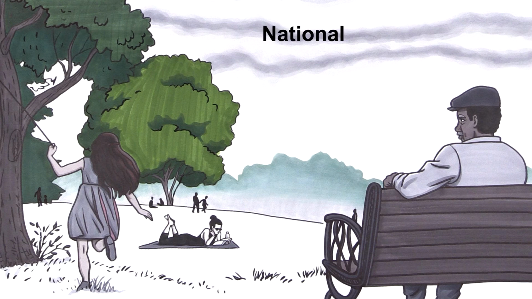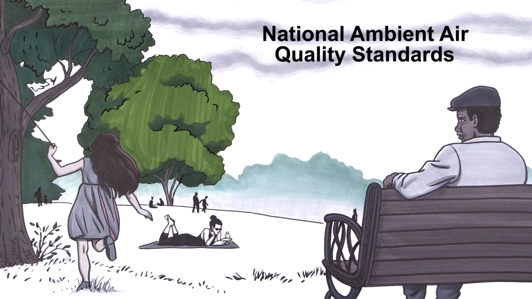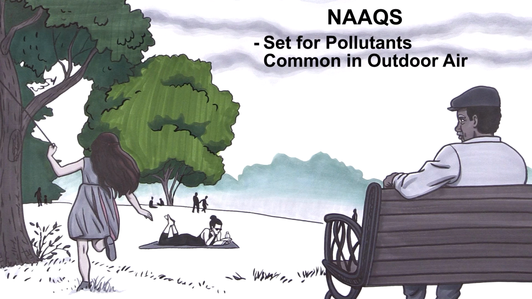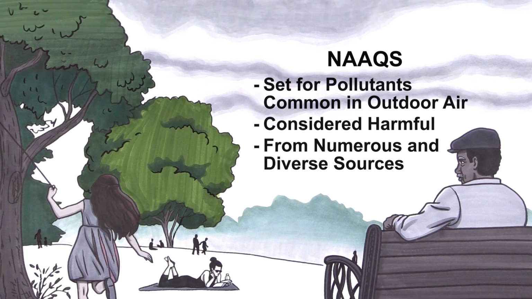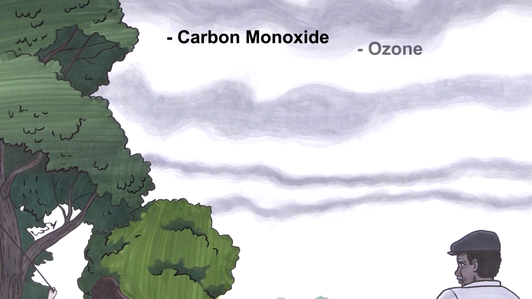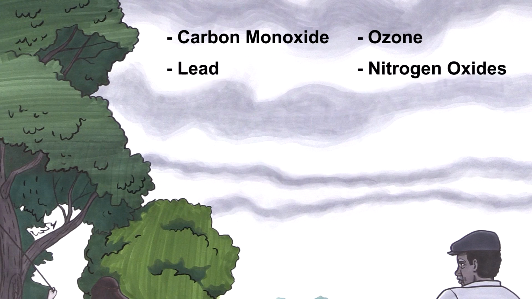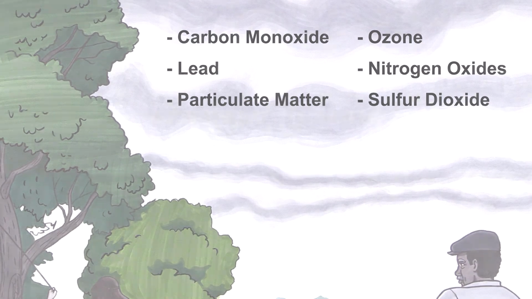The agency sets national ambient air quality standards, called the NAAQS, for pollutants that are common in outdoor air, considered harmful to public health and the environment, and that come from numerous and diverse sources. These pollutants include carbon monoxide, ozone, lead, nitrogen oxides, particulate matter, and sulfur dioxide.